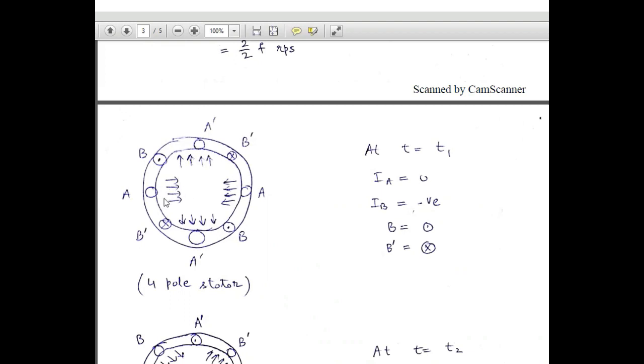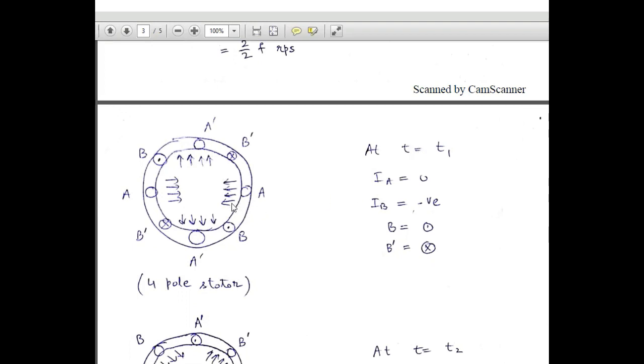So this one direction of magnetic field can be considered as having two poles. This will be the north pole from which the magnetic field lines are originating, and this will be considered as the south pole at which the magnetic field lines are terminating. A similar interpretation applies to these two sets of magnetic field lines, and this will become the north pole and this will become the south pole. So north, south and north, south. In total there are four poles in this stator.